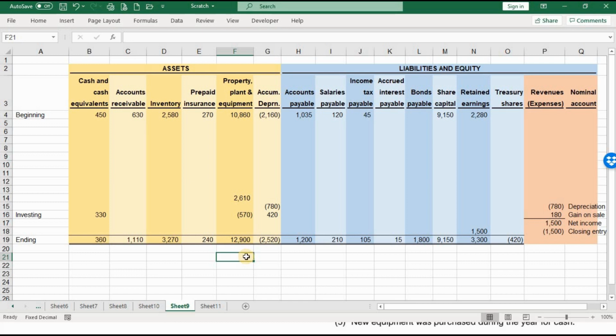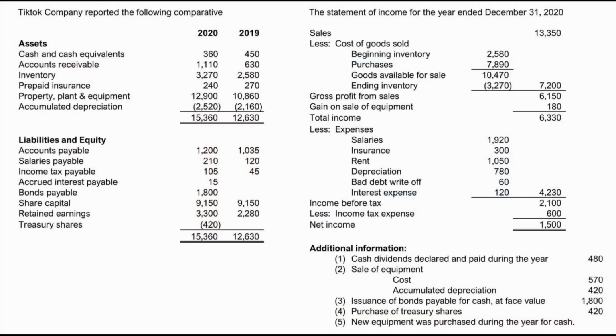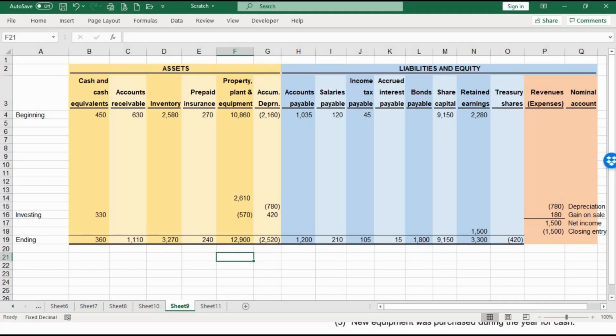So let's check the problem if there is additional information regarding the purchase of equipment. Based on additional information number 5, we have new equipment that is purchased during the year for cash. Since the problem did not specify the purchase price of the equipment, but we determined an increase of 2,610 in the PPE account, this means that the purchase price is 2,610. And of course, to record the PPE purchased is a debit to PPE and a credit to cash for 2,610.